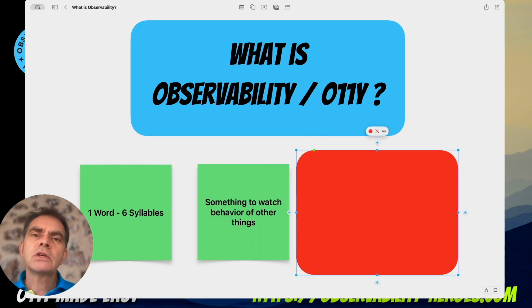What observability also is, is something to watch the behavior of other things. Yes, if I want to observe something, I have the suspicion that it will not go right all the time, and I have to watch it and observe the behavior or the outcome to make sure everything's going in the right direction. It sounds a little bit like an observer, and exactly that's what it is.